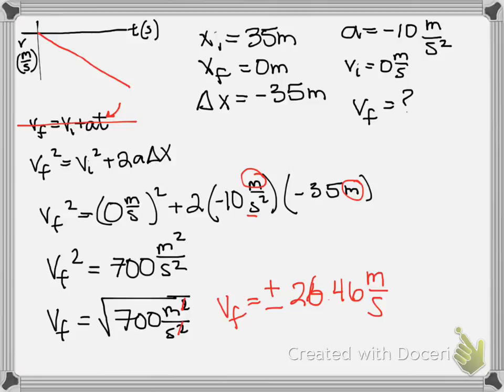Now, when you take the square root of a number, you get two answers, a positive answer and a negative answer. For us, only one of those can be correct, and in this case, we can refer back to our diagram and see that our final velocity was in the negative direction. Therefore, only the negative answer here is correct, -26.46, and that's our solution.